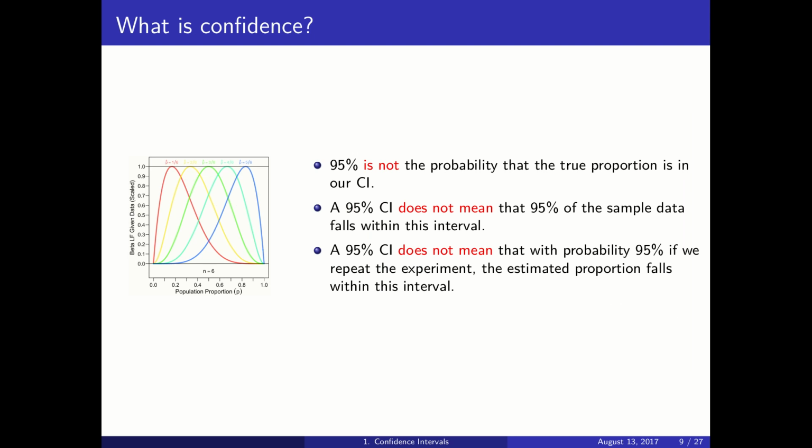So 95% is not the probability that the true proportion is in our confidence interval. 95% confidence interval does not mean that 95% of the sample data falls within this interval. 95% confidence interval does not mean that with probability 95%, if we repeat the experiment, the estimated proportion falls within this interval. So actually the first one, I think it is wrong. It does mean that the confidence interval contains the true proportion with probability 95.